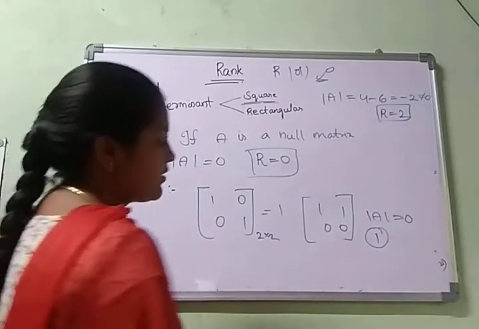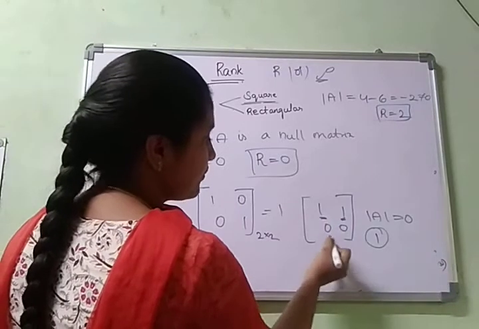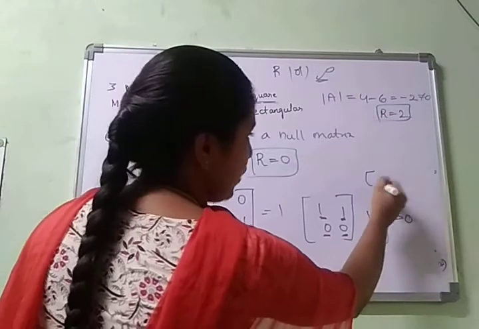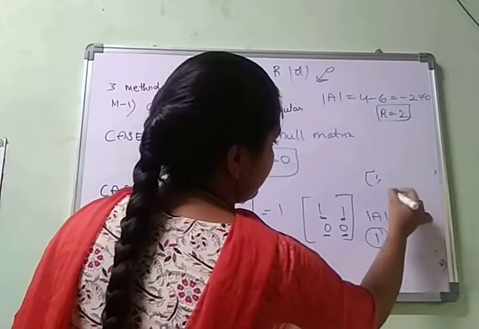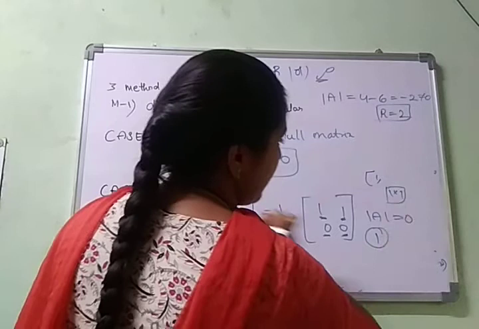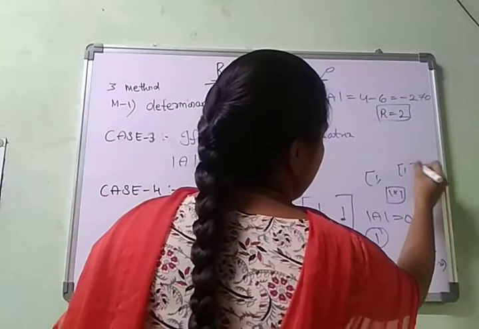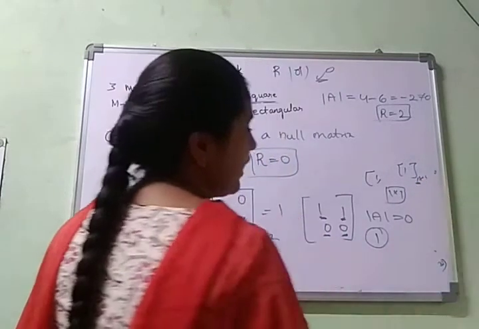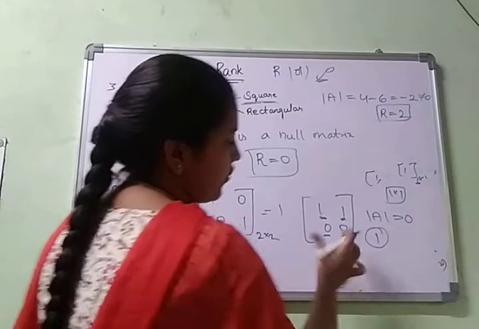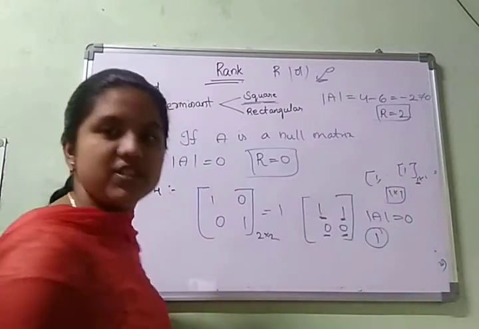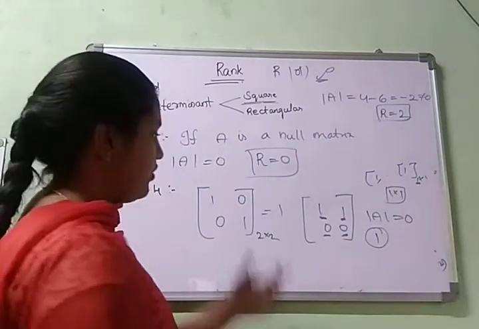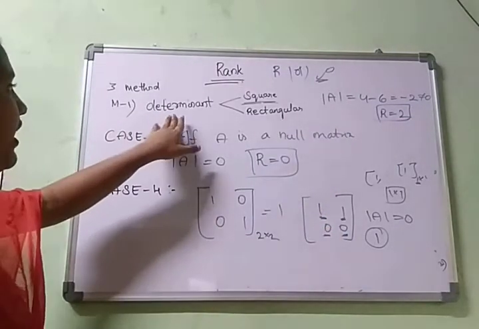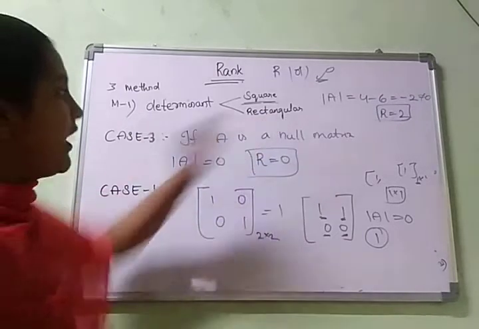Here, just you need to do this. Take a submatrix, then you'll get a 1 into 1 matrix, right? So in that case we'll get the submatrix as 1, a 1 into 1. Therefore the 1 will be the rank of this whole matrix, not of the single submatrix. Okay? So this is the case for all square matrices: finding the determinant is method 1. Now we can go to rectangular matrices. Okay?